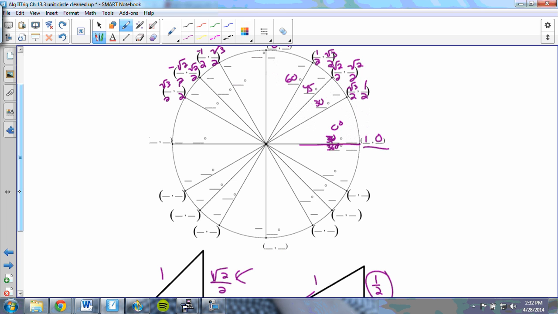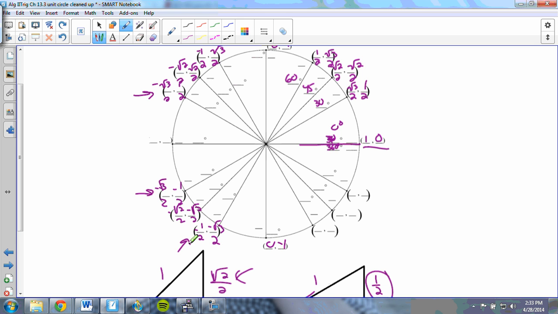Keep on going. These points are reflections of these points. This is a negative right there, if you can see it. So now I have negative root 3 over 2, negative 1/2, negative root 2 over 2, negative root 2 over 2, and then negative 1/2, negative root 3 over 2. This is the point 0, negative 1.